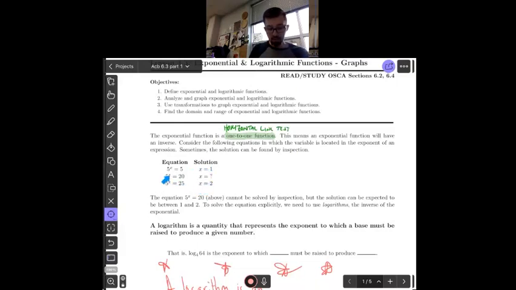If we say 5 to the x is 20, that shouldn't be something we just know. That's where a logarithm would step in to help us actually find that answer. But what we should know is that the answer there is somewhere between 1 and 2. We have that idea, but if we really want to know the exact answer, or as close to the exact answer as we can get, that's what logarithms are for.